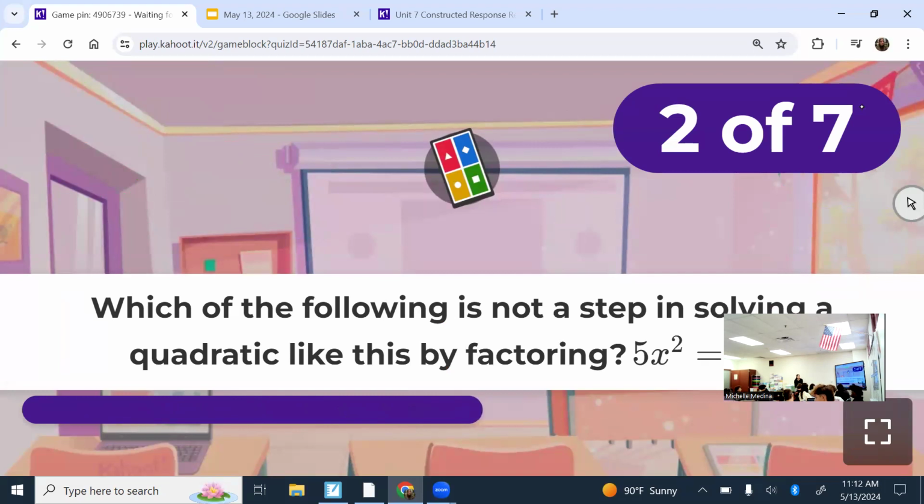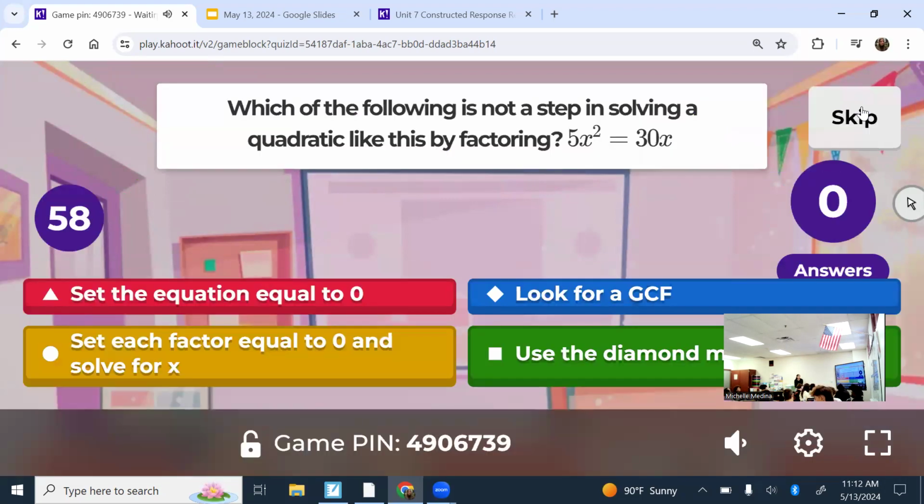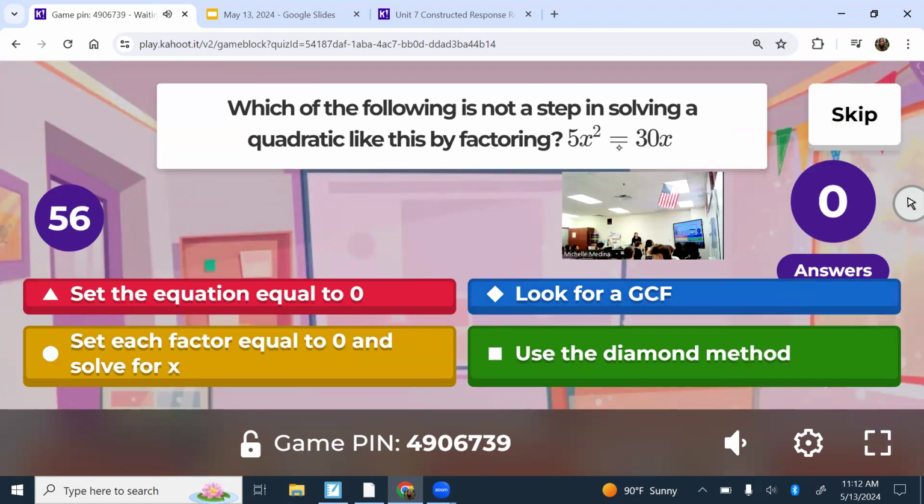Which of the following is not a step in solving a quadratic like this by factoring? 5x squared equals 30x. Which would not be a step in solving this quadratic? Remember to take notes as we go, friends. Once you put your answer in, jot some stuff down.